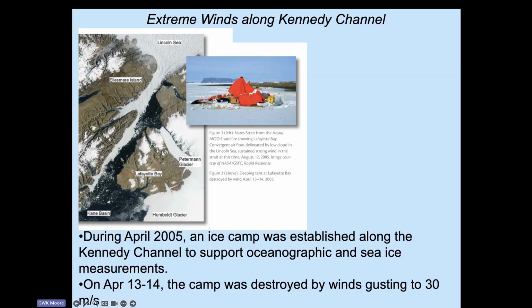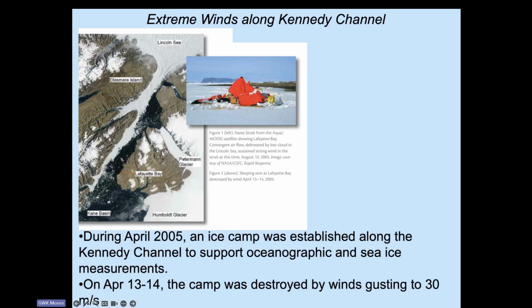So in 2005, an ice camp was established along essentially Kennedy Channel, and they were planning to be there for a couple of months to do oceanographic and ice studies. I think a few days after the camp was established, it was destroyed by winds that were in excess of 30 gusts. They gusted to 30 meters per second, and you can imagine the amount of work that went into establishing this ice camp, and it was just destroyed.